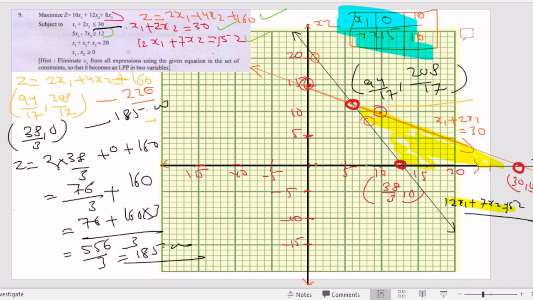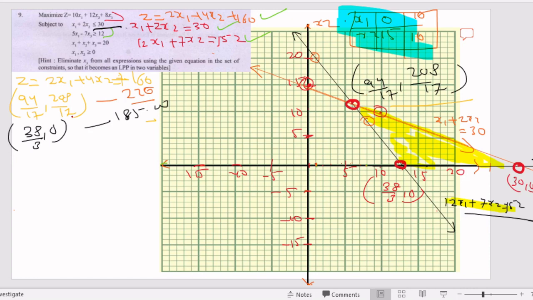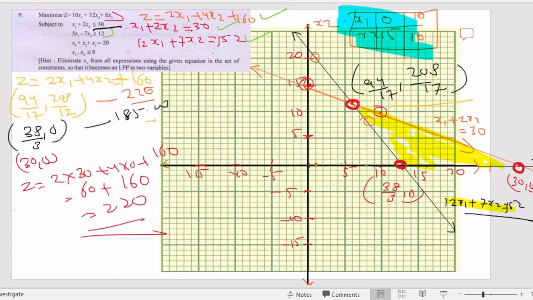Okay, let's see the third point. The third point is 30 comma 0. Let's substitute in the equation. Z is equal to 2 into 30 plus 4 into 0 plus 160. So 2 into 30 is 60, plus 160, so 220. We have the maximum solution again at two different points. Which points? This one, 94 by 17, 208 by 17, and this point, 30 comma 0. So we have the maximum solution at two different points, and this will be your answer.